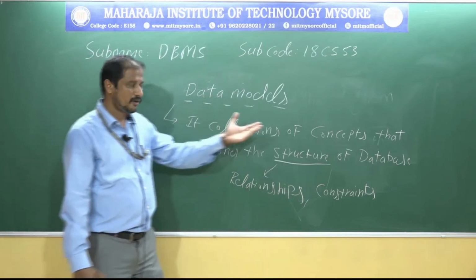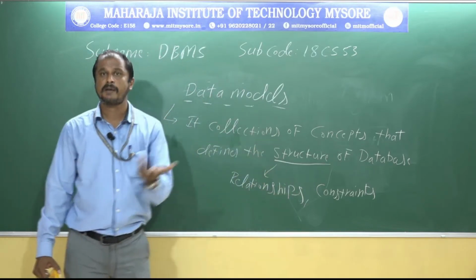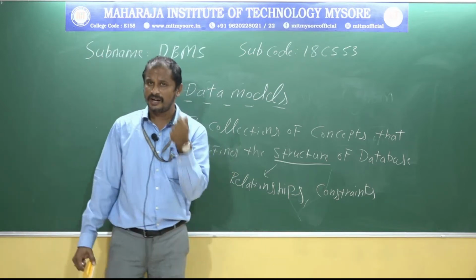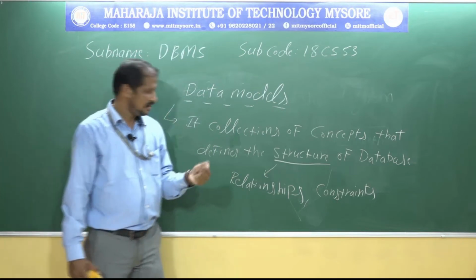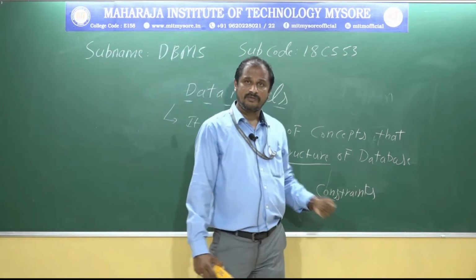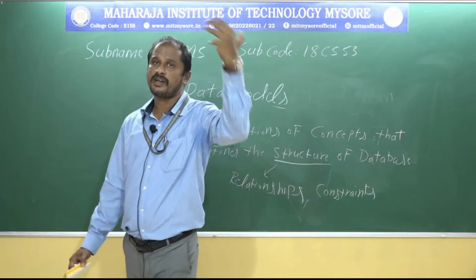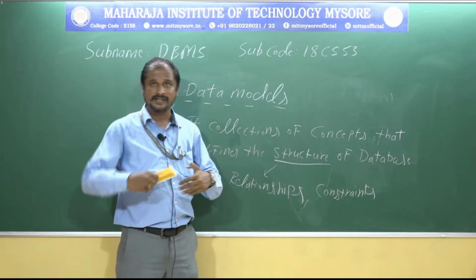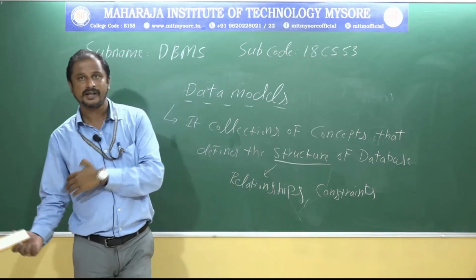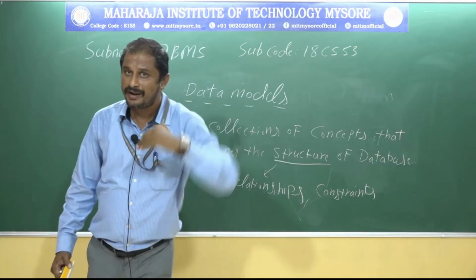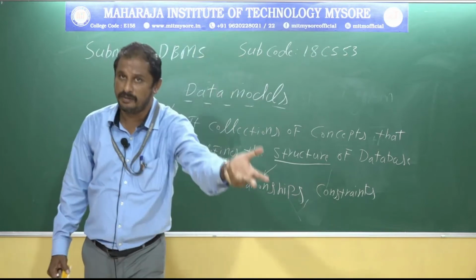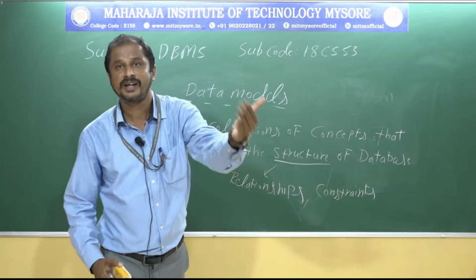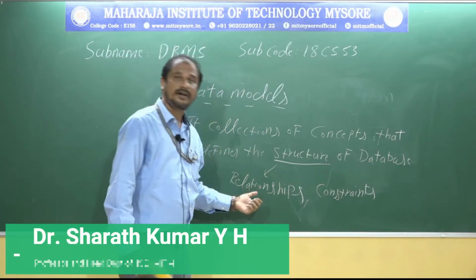For example, I told you employee has SSN and department has department number. That is called a primary key because it uniquely identifies the entire table. Like that, a foreign key refers to the primary key of another table. Employee has a department number. Myself, I work in the information science engineering department, so my department number is 4. It refers to the department table. So when I give an employee a department number, this department number refers to the department table's department number. That is called a foreign key.